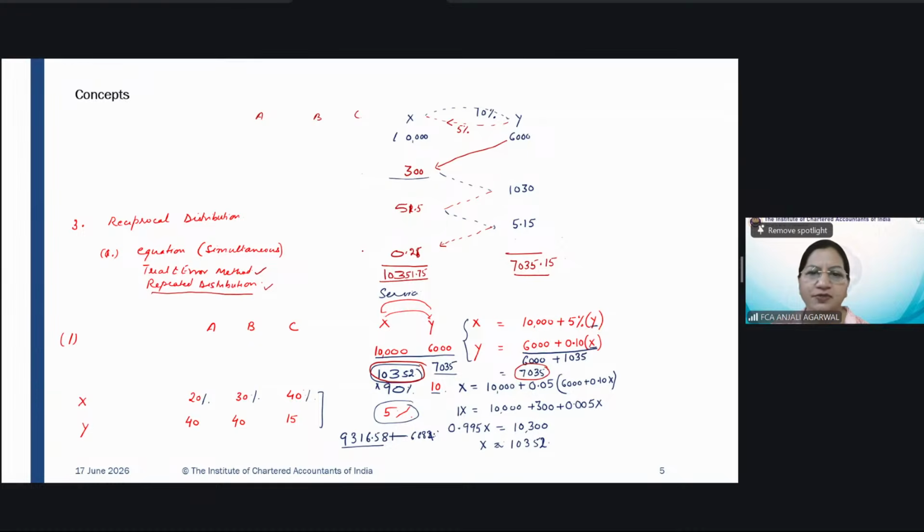However, in repeated distribution, the 10,000 will go 10% to Y, but at the same time, we will also distribute 20% of 10,000, 2,000 to A, 30% of 10,000, 3,000 to B, and 40% of 10,000, 4,000 to C, and another 1,000 to Y. Then another 7,030, 40% will distribute to A, 40% to B, 15% to C, and 5% to X. So we will take A, B, C, X, Y, all the 5 departments together.